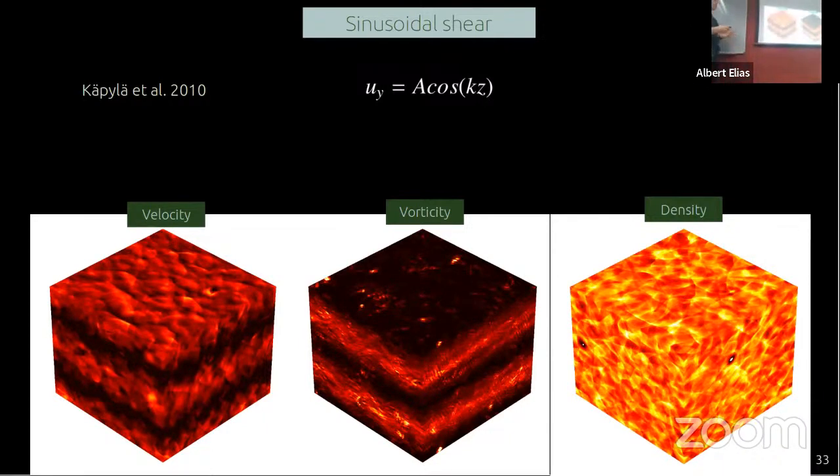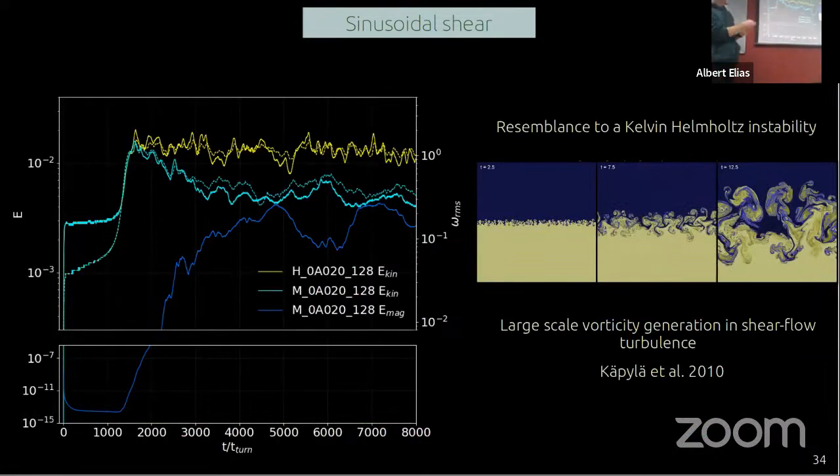Why are we using this? Because this has no boundary condition problems. You can use all the periodic boundary conditions. And using this shear, we got magnetic flow growth, which is this blue thing that started much lower than the kinetic energy, and then it grew and reached the same level of kinetic energy.